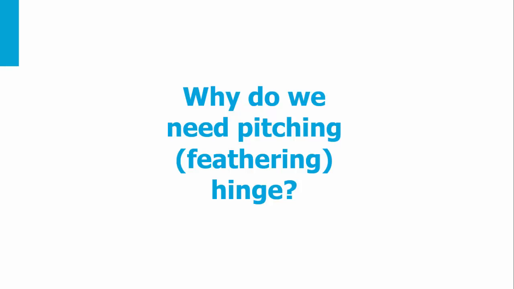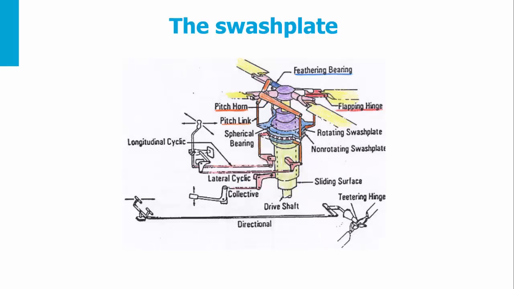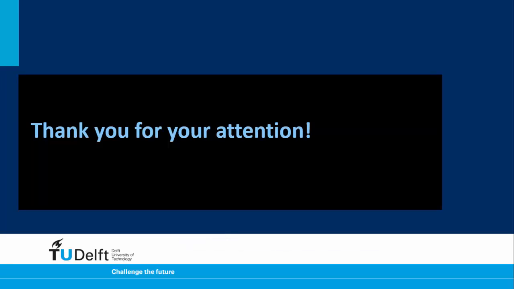If you now understood the lead lag hinge and the need for it, let's see why we need the pitching hinge. Well, the reason is that we need to control the helicopter. If you recall the swash plate, the pilot will need to input collective, longitudinal or lateral cyclic, and in this way he will move the swash plate and change the pitch of the blades. This is why we need the pitch feathering axis on the blade. Therefore, the feathering axis or the pitch axis, the flapping axis and the lead lag axis are the main three hinges of a helicopter, which allow the rotor to fly, to hover and to fly forward. This ends this part of the lecture.